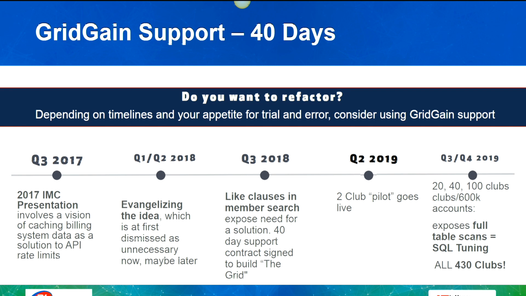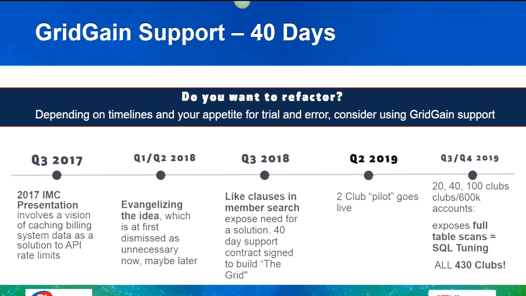But a quick timeline of how we did this, I mentioned it. I gave a presentation and had a vision for us getting around hitting our SaaS billing systems API rate limits. I started evangelizing it and saying this is the solution I think we need to go to, but it was kind of dismissed. And then we got into the like clauses in Q3, and as soon as I tried to do member search and look up customers with a last name of JOH% and first name of T%, it just wasn't possible. So that's when the grid came into being.